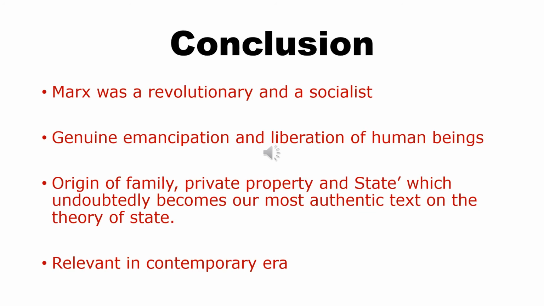So now we can conclude on Marx's theory of the state. Marx was a revolutionary and a socialist. With the help of his theory of the state, he tried to explain how the discriminatory system is established in the world, and that we can overcome this discrimination only through revolution by the proletariat class. He was the person who genuinely emancipated the human rights concept against discrimination. And his theory of the origin of the state and private property was undoubtedly very good.